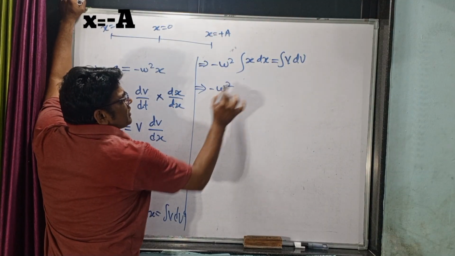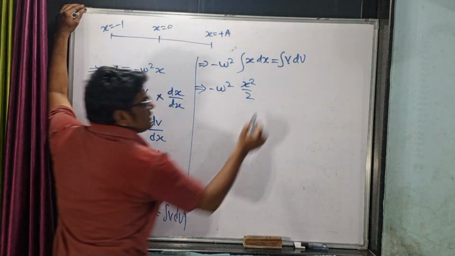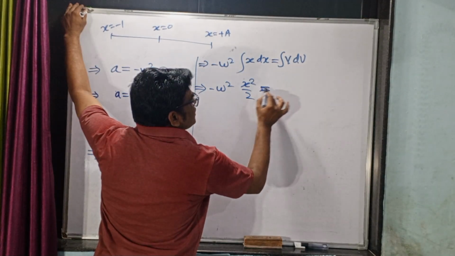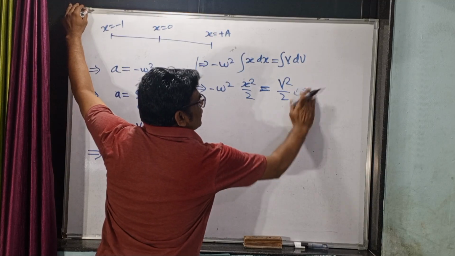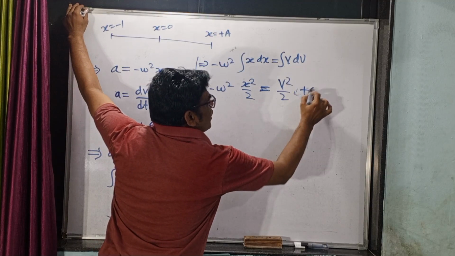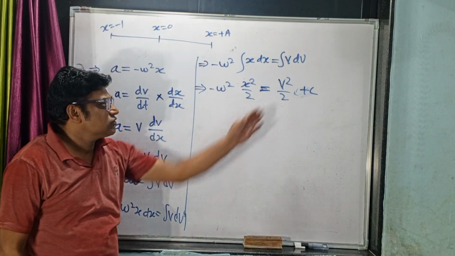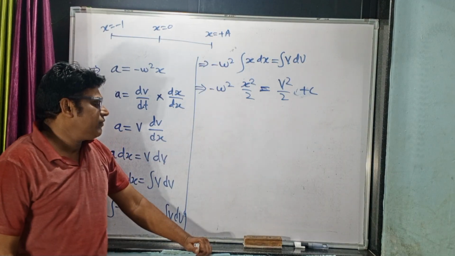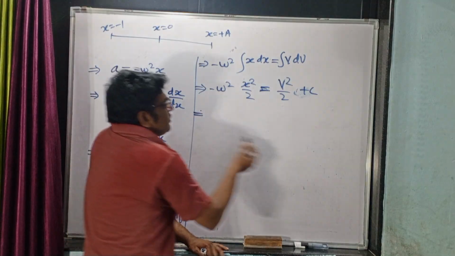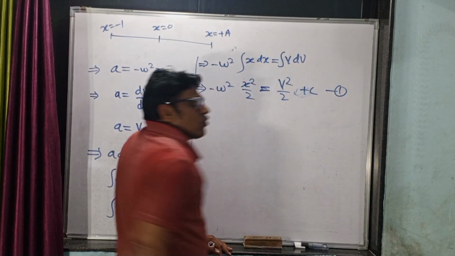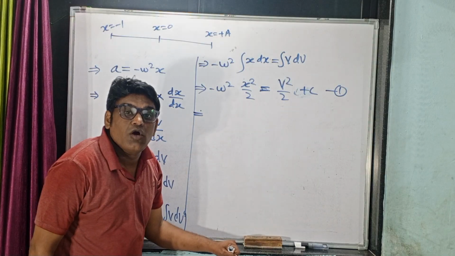Now look, in minus omega square, the integration of x is x square by 2, is equal to the integration of v with respect to dv, which is v square by 2, plus c. Correct or not? If you are not applying limits, we have to write c, the constant of an indefinite integral. Now let us say this is equation number 1. We have to calculate the value of c.